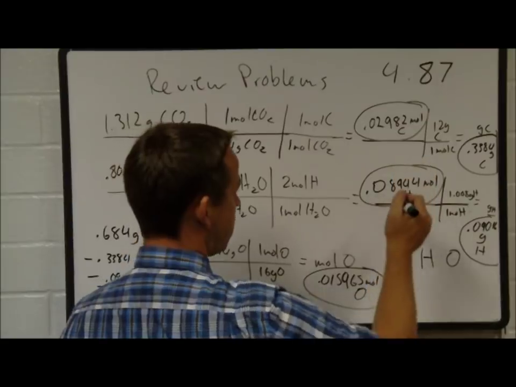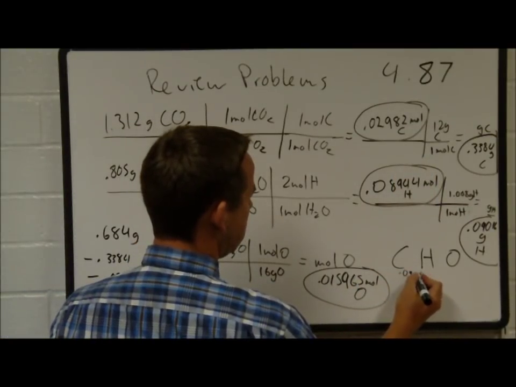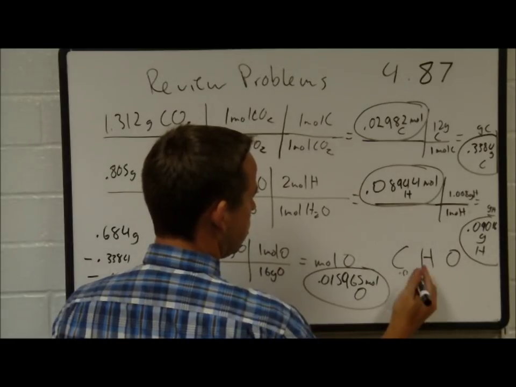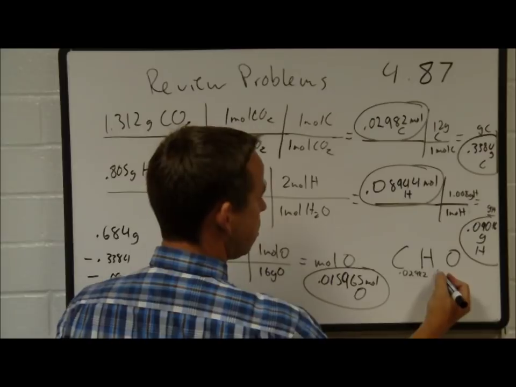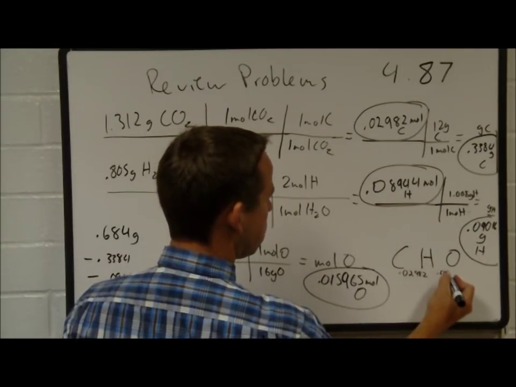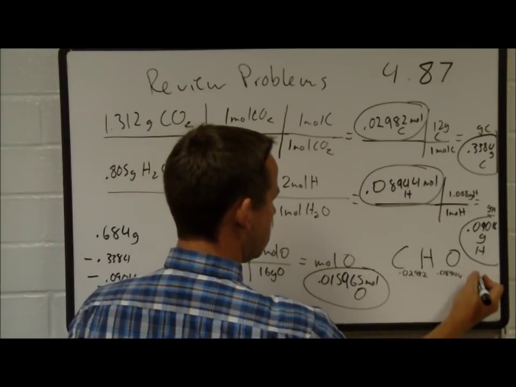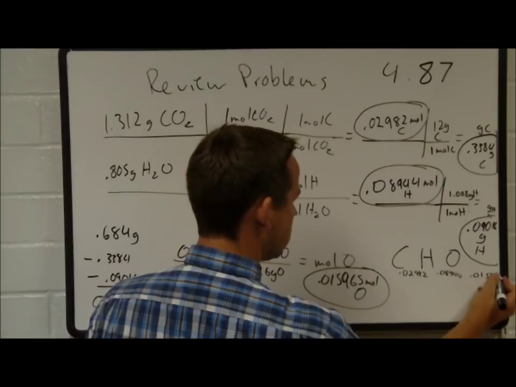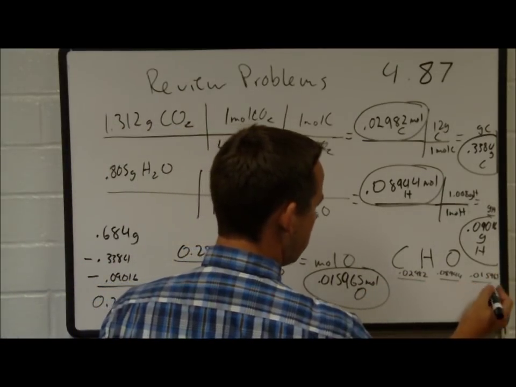Moles of carbon, moles of hydrogen, moles of oxygen. Carbon is 0.02982, hydrogen is 0.08944 moles, and oxygen is 0.015965 moles. So moles of oxygen is the smallest one. So we divide them all by that.